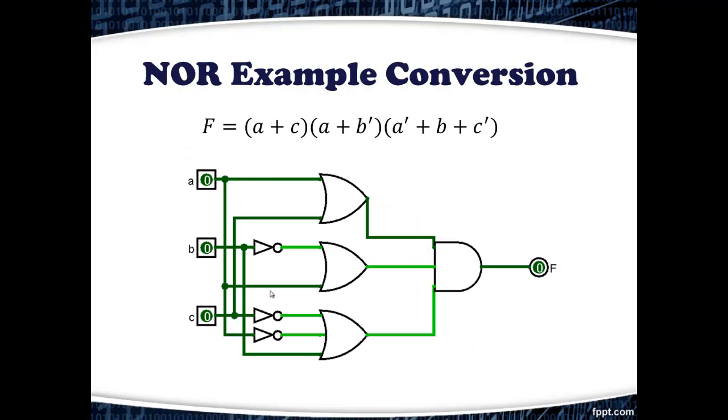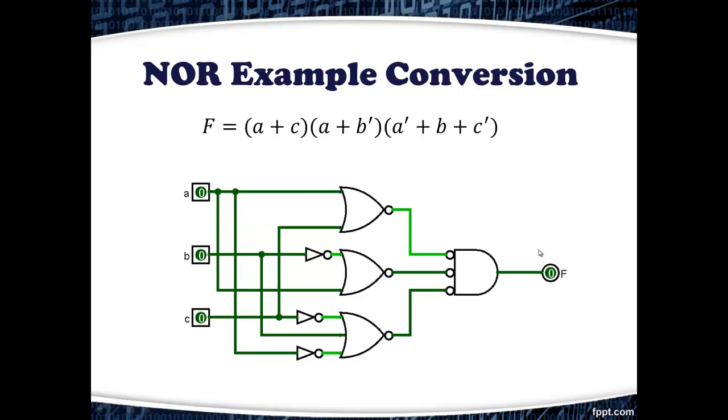Here's an example of how we would take a regular circuit that we've constructed and convert it to an equivalent circuit using NOR gates. As you can see with this function, A plus C, or A or C, and A or B prime, and A prime or B or C prime, you would implement that logic circuit in this way, using 3 OR gates, 3 inverters, and 1 AND gate. Now if we make the equivalent circuit using NOR gates, we end up with this.